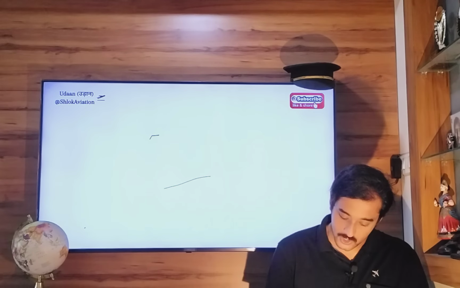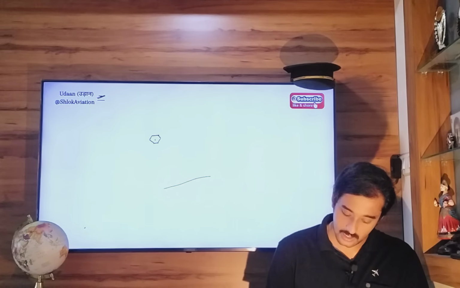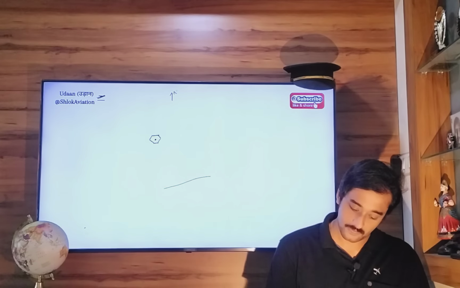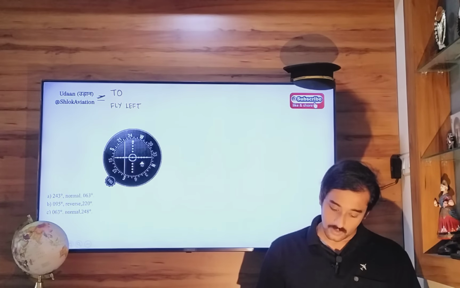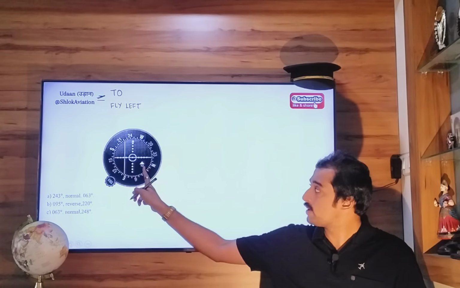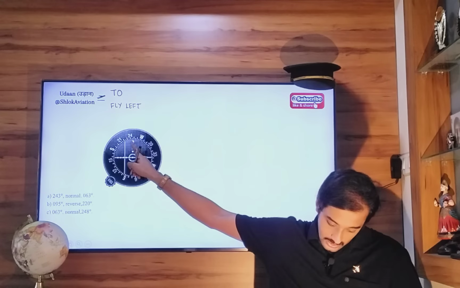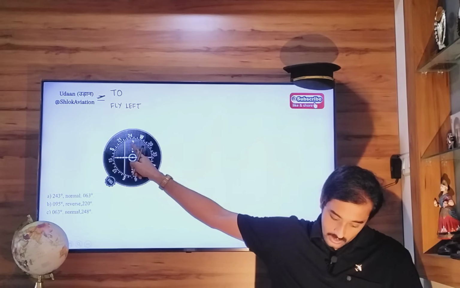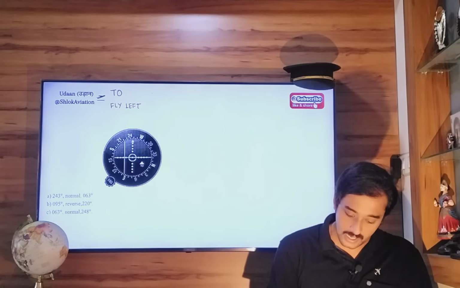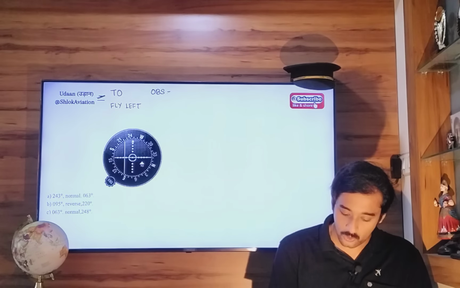Okay, this is your VOR station. This is the north datum. Since you are flying inbound with a 2 indication, look at the center. The OBS selection is 245. OBS selection is 245.